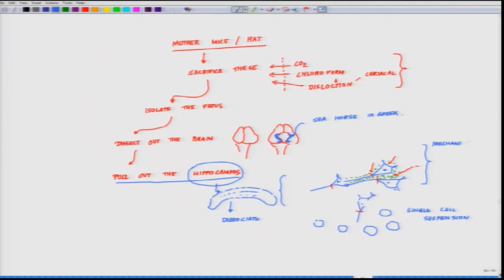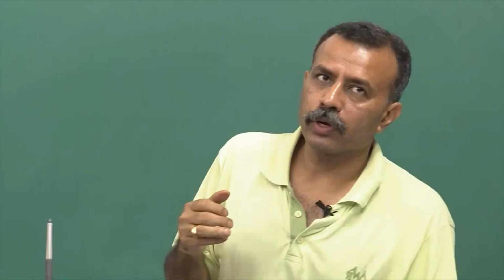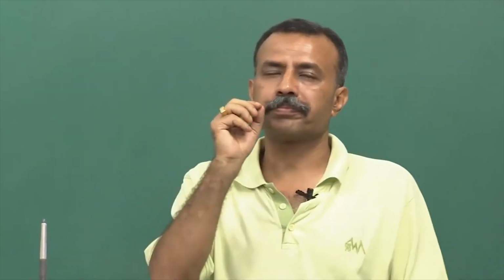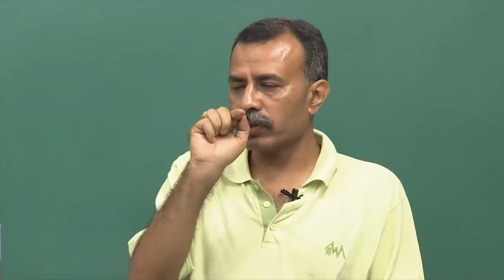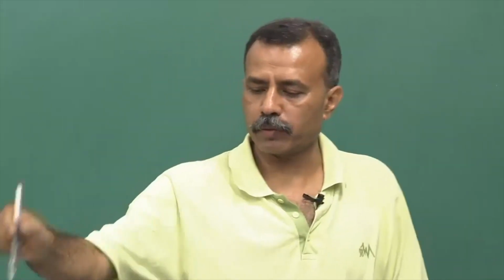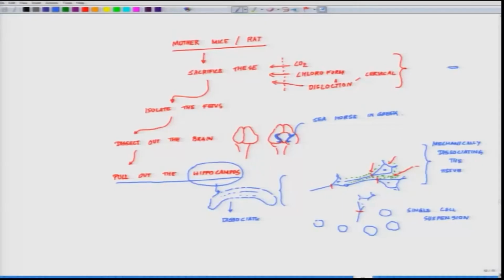Either you mechanically dissociate the tissue. You can mechanically dissociate the tissue because these are very soft. What you can do is take a pipette tip and cut the tip a little bit. Say for example, you have a pipette tip like this. You cut it, and what you are left with is a slightly wide bore.